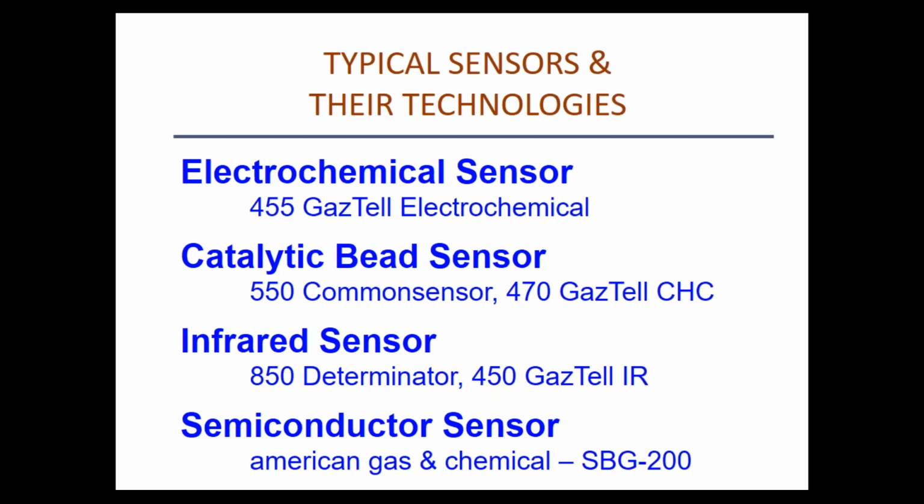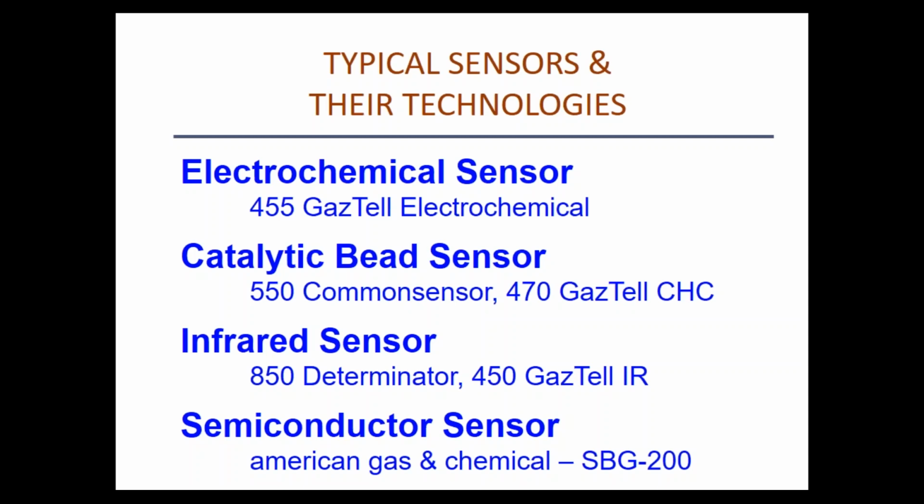Catalytic bead sensors, we actually have 2. One is not on the market yet. Everybody's familiar with the 550 common sensor and the 550 system, but we also will be introducing shortly, it's right now at FM Factory Mutual being tested, and we hope within the next several months we'll get the approval on that. That's the Model 470 Gastel CHC, which is the catalytic bead.